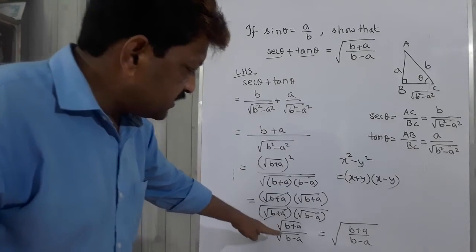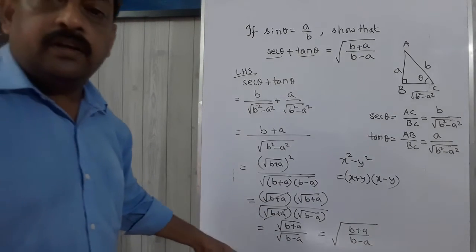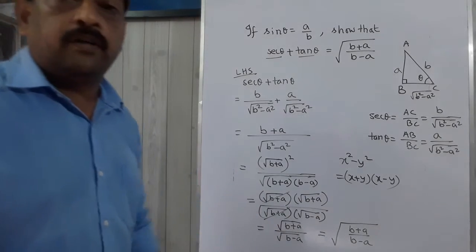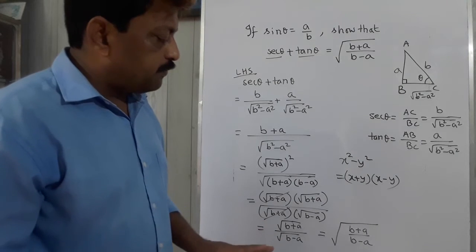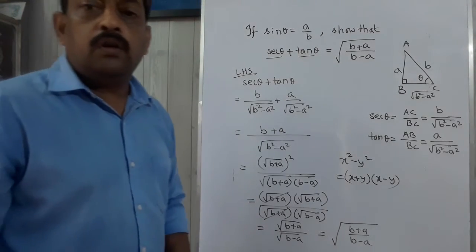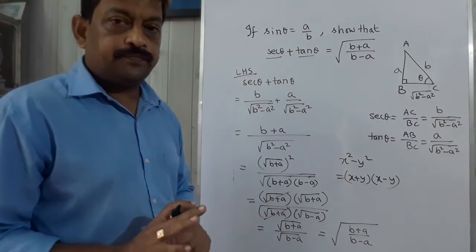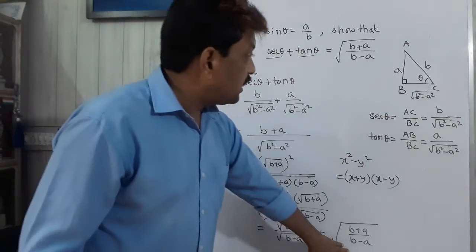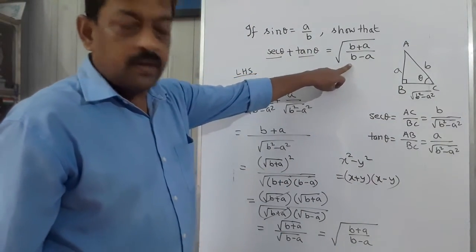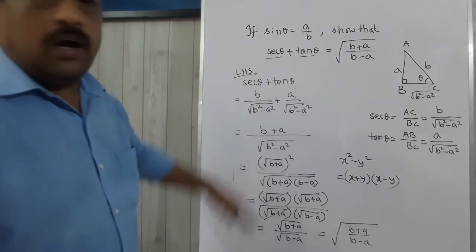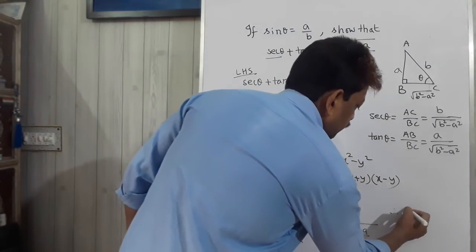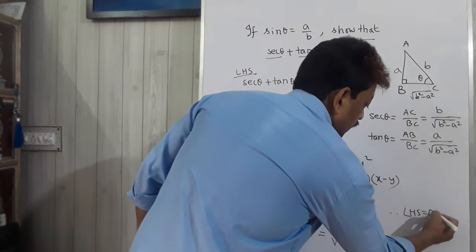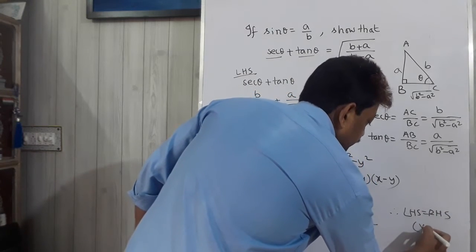This root sign, both under numerator and denominator, can be written in the common form as b plus a divided by b minus a, whole under the root. Understood? Now this is the RHS we needed to prove. So ultimately we have proved the sum. Therefore LHS equals RHS, verified.